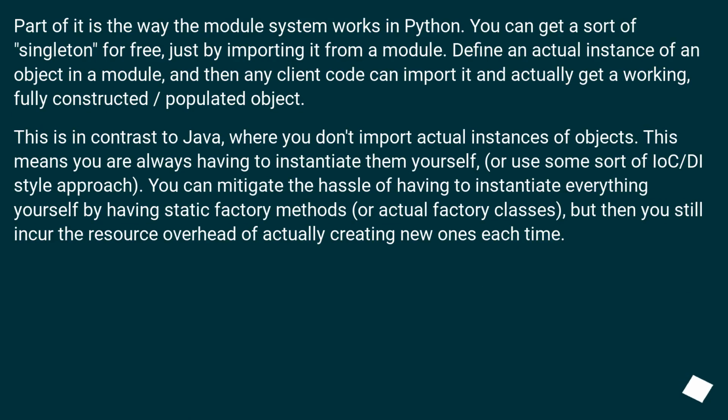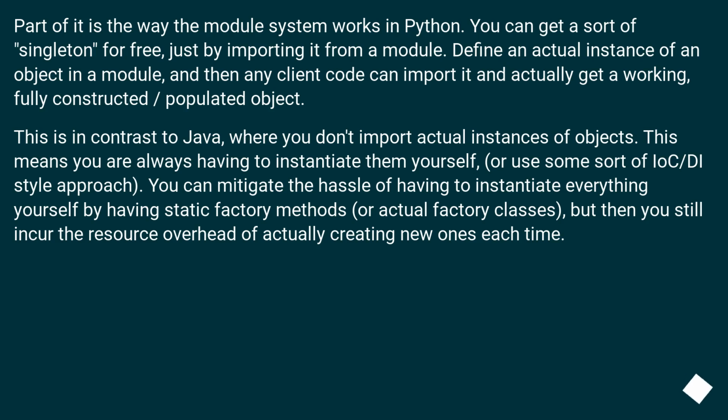Part of it is the way the module system works in Python. You can get a sort of singleton for free just by importing it from a module. Define an actual instance of an object in a module, and then any client code can import it and actually get a working, fully constructed, populated object.